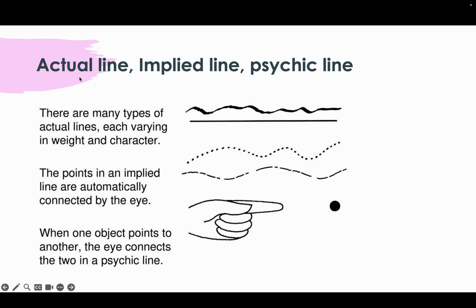So let's talk about the actual line, implied lines, and psychic line. The actual line is just the normal continuous line we can see. We can actually see that it's a valid line, right?